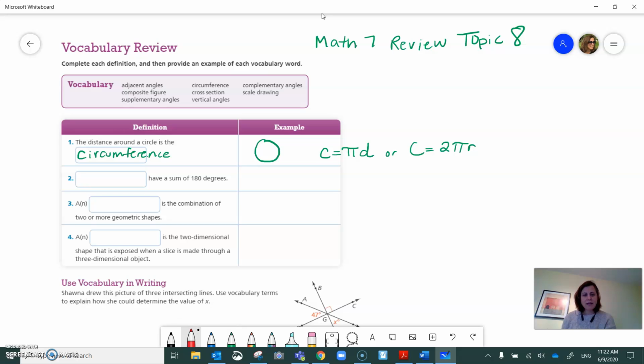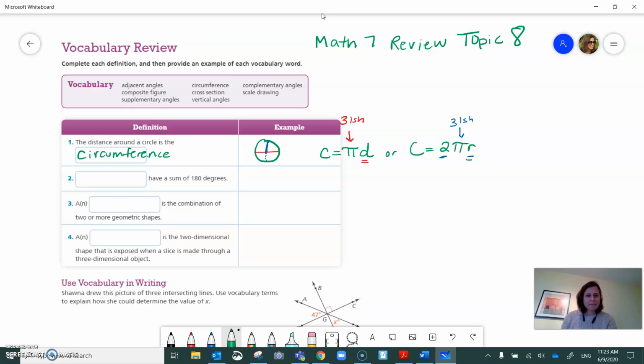The point is, if you know the distance across a circle, so that red line is the diameter, if you multiply it by a little more than 3, that's the distance all the way around the outside. If all you know is the radius, which is halfway across the circle, if you double that radius and then multiply it by a little more than 3, that's also the distance around the circle. So that's circumference.